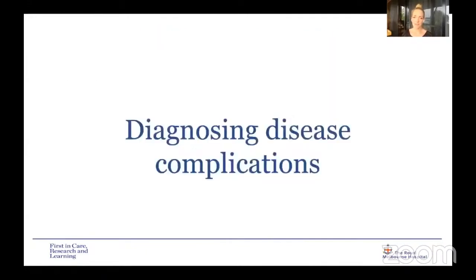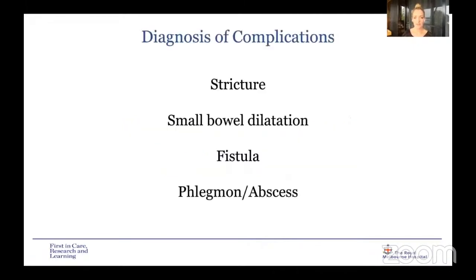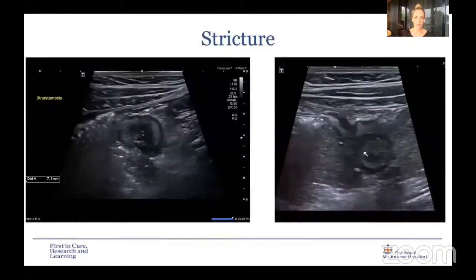The other thing that intestinal ultrasound is great at is diagnosing disease complications. The disease complications we look for are strictures, small bowel dilatation, fistulas, and phlegmons and abscesses. So here you can see a patient who presented with abdominal pain, nausea and vomiting. As you can see here, this is your small bowel and this is the area where there's a stricture and there's this pre-stenotic dilatation here.